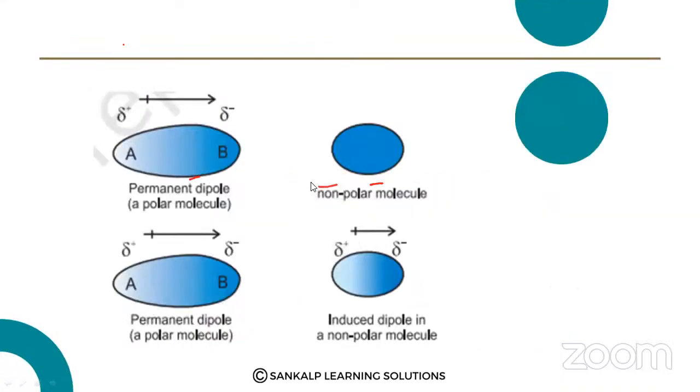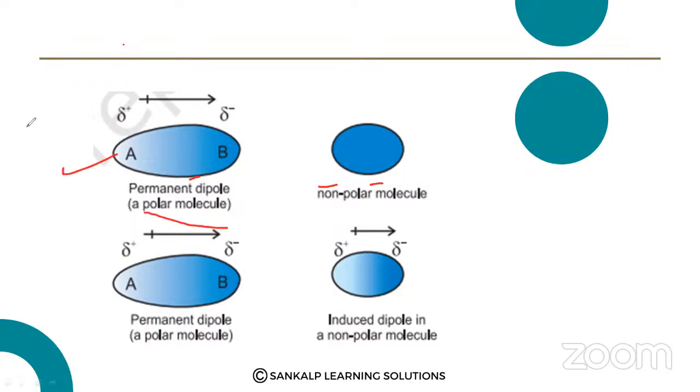Next is dipole induced dipole forces. Now what do you mean by dipole induced dipole? One of the molecules will have a permanent dipole, with a development of charges, and the other will be a non-polar molecule. So consider the one we have taken. You can see here, this is a molecule which is polar.